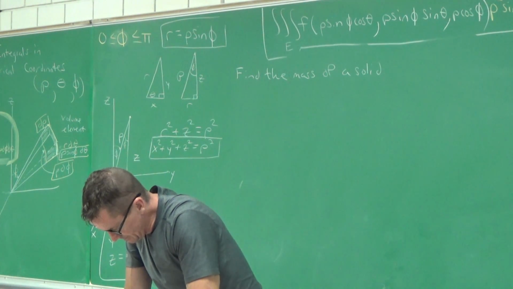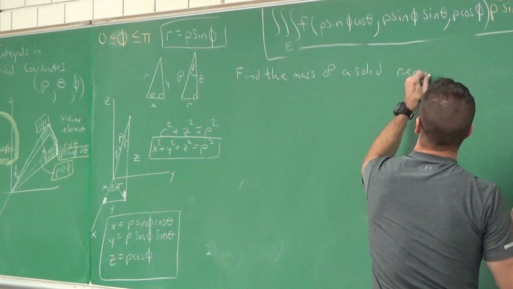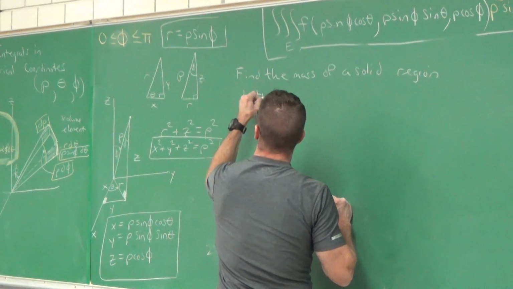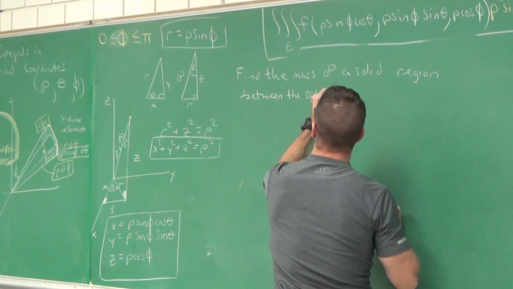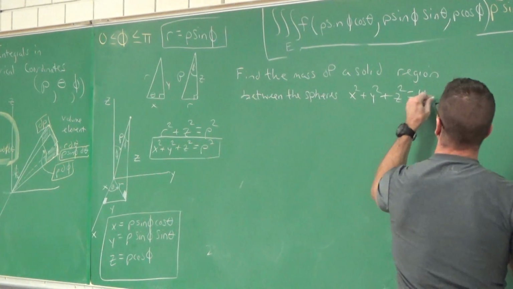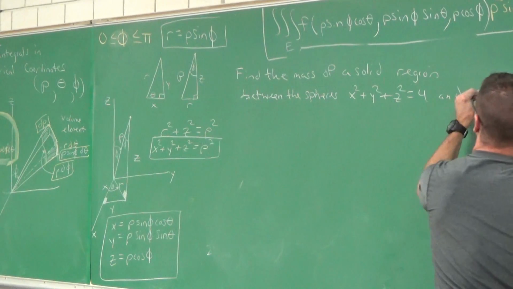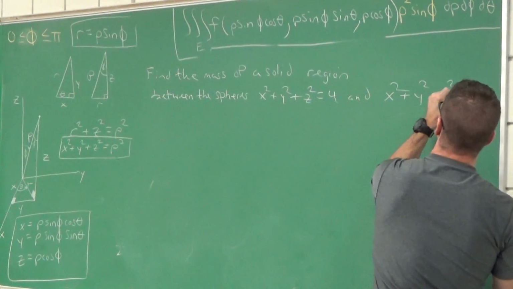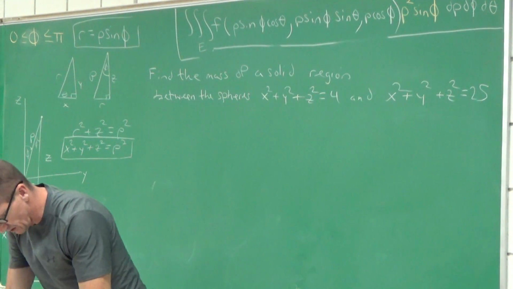Mass of a solid. Solid region between spheres x squared plus y squared plus z squared equals 4, and what's the other one? x squared plus y squared plus z squared equals 25. Ooh. This would be really challenging in Cartesian coordinates. This should be a piece of cake in spherical coordinates.